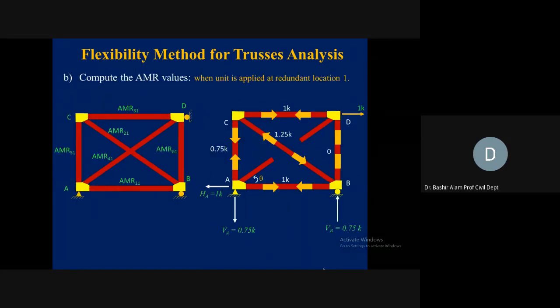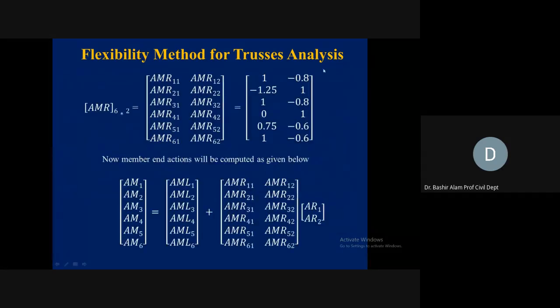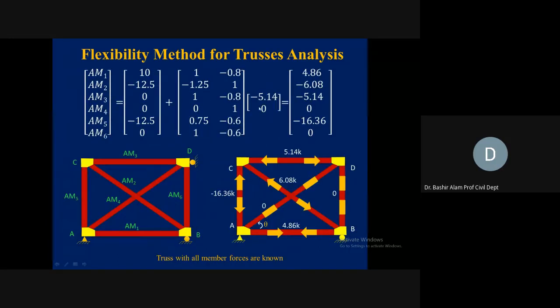Next, AMR first column. So AMR first column will be from here, it will become 1, minus 1.25, and then 1, 0, 0.75 and 0. And second column will be generated from here, from this one. So now here you see all these values. Now, when we do this matrix operation, all the values we have. So you see here AR, we have AMR, we have AML values also. When we multiply and sum, it gives all the member forces.